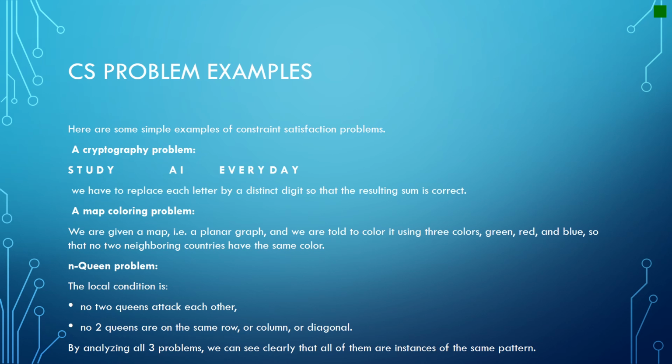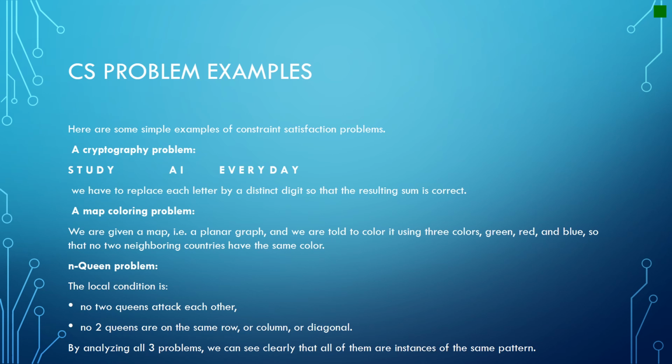Here are some simple examples of constraint satisfaction problems. The first one is a cryptography problem. Consider the letters in the words study, AI, every day. If we were to replace each letter with a different number so that the sum of all the numbers equaled, say, 103, we would have to figure out which distinct digits we could put in to substitute for those letters so that the resulting sum correctly equals 103.